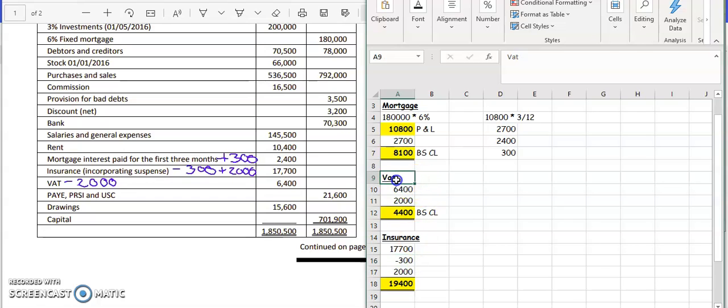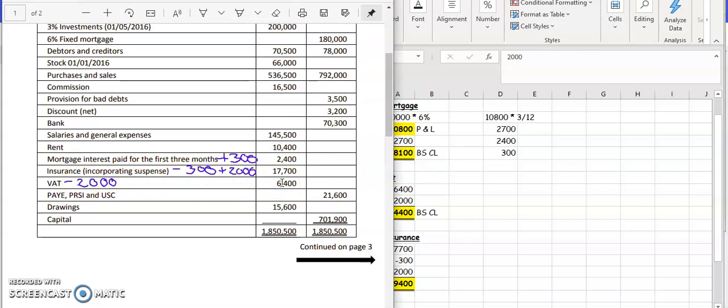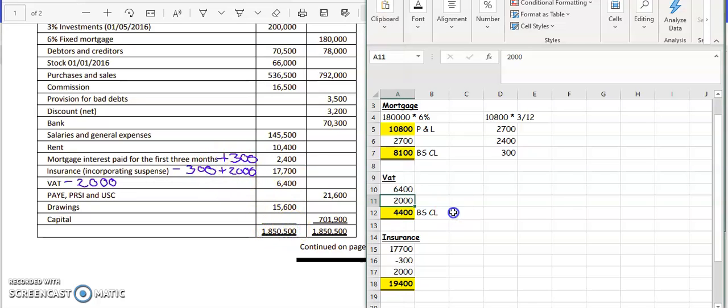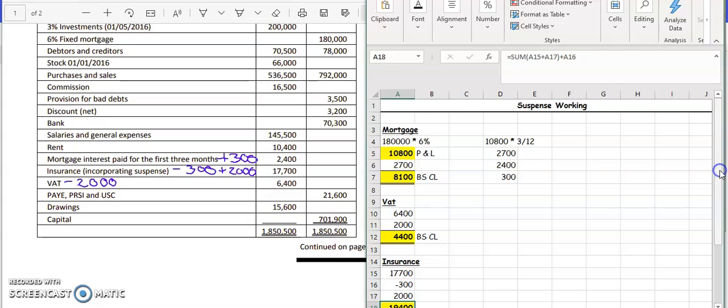And then for the VAT then, it tells us that we didn't put it into the VAT account. So the VAT is on the debit side. So you're going to reduce it by 2,000. So now the debits and credits are not equal. So now you have to increase the debit side in your insurance. You're going to add on your 2,000. And that's going to give us 19,400. And that's how you look at the suspense working.